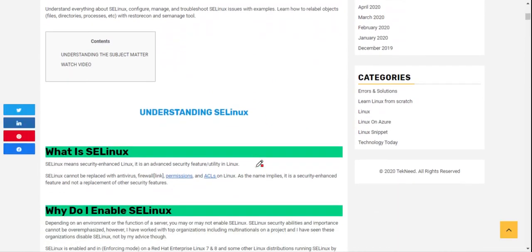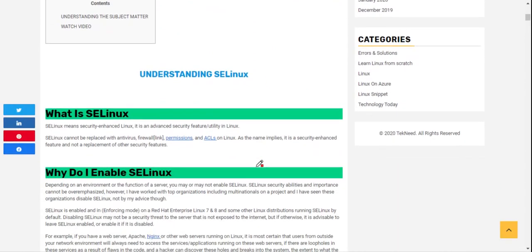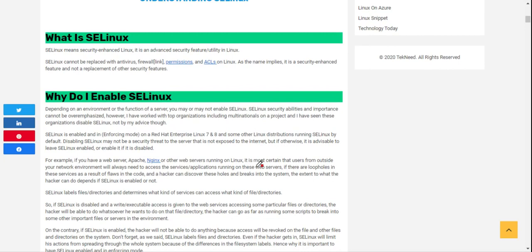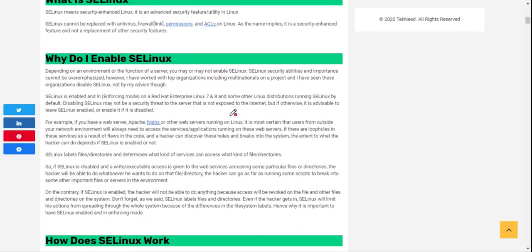I have done some projects and I have seen in some environments that SELinux is being disabled because of all the troubles of it. Well, I'll tell you that it's very essential to always enable SELinux, especially if your system is going to be internet facing. If your system is not going to be internet facing, then you can do away with SELinux.